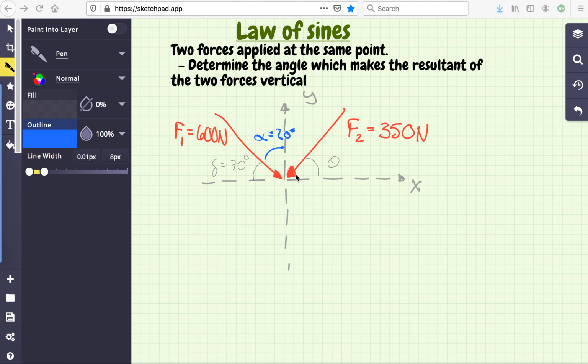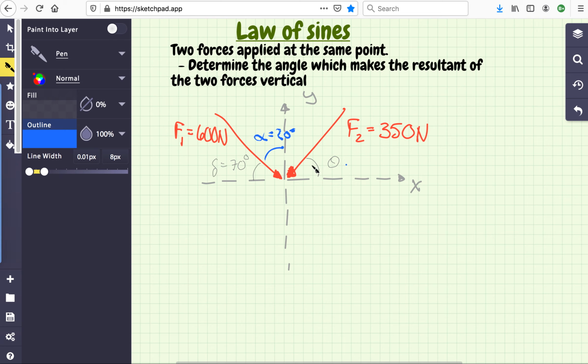All right, in this lesson, we're going to learn how to apply the law of sines. We've seen the law of sines in math. This is how we're going to apply it to more of a statics problem. We have two forces acting in different directions, but they're converging at a point right here.